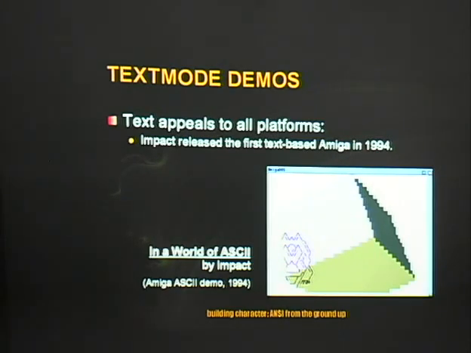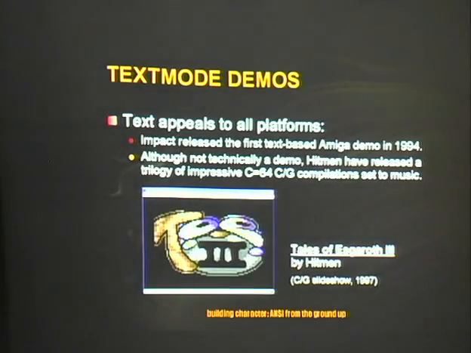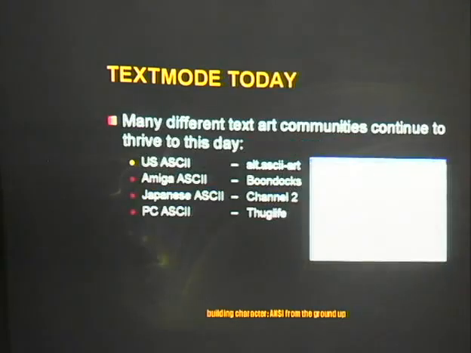The text mode demo concept is confined to the PC realm, but you also do see them. This is an Amiga ASCII demo, so they do exist on the Amiga. This is In a World of ASCII, a screenshot from that. It has a little rotating three-dimensional cube, and then the Amiga-style ASCII art face in the foreground while that rotates in the background. There's not really any animation per se on the Commodore 64, but there are art packs with music in the background, so they'll show different PETSCII CG art and then have music play.